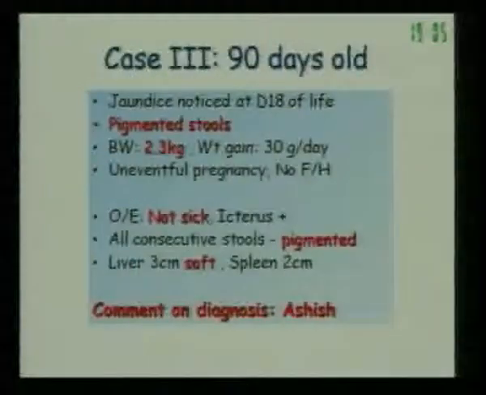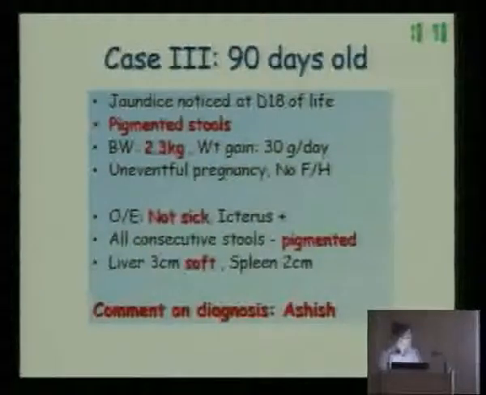Right, okay, fine. Then we go to case 3, a 90 days old child, jaundice noticed at day 18 of life, pigmented stool, birth weight 2.3 kgs, not sick. All consecutive stools are pigmented, liver is soft in consistency, spleen 2 centimeters. Ashish, your comment on diagnosis.